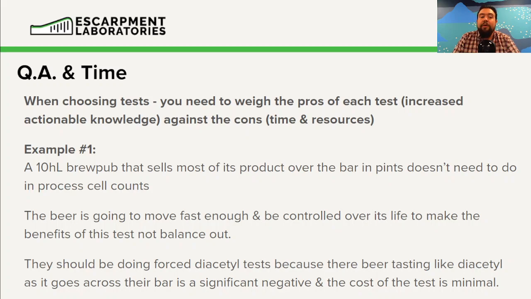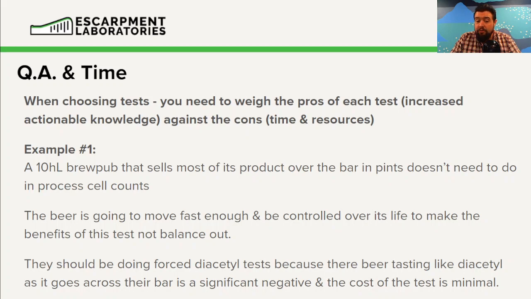So I'll give you two examples as to when you should and should not do some of these tests. Say you're a 10 hectoliter brew pub that sells most of its product over the bar in pints. Cell counts, or in-process cell counts, may not be the most important thing for you. The beer is going to move fast enough and be controlled over its life that your product's never going to be at risk. You're not going to have a lot of shelf life issues because your beer is probably moving very quickly, and it's not going to be in, say, for us, the LCBO or any sort of central distribution, unrefrigerated and neglected.